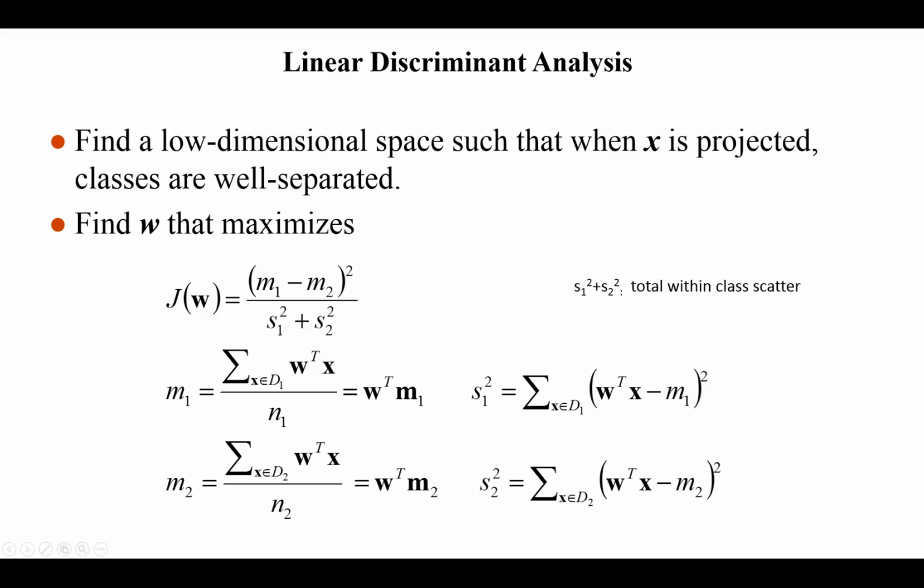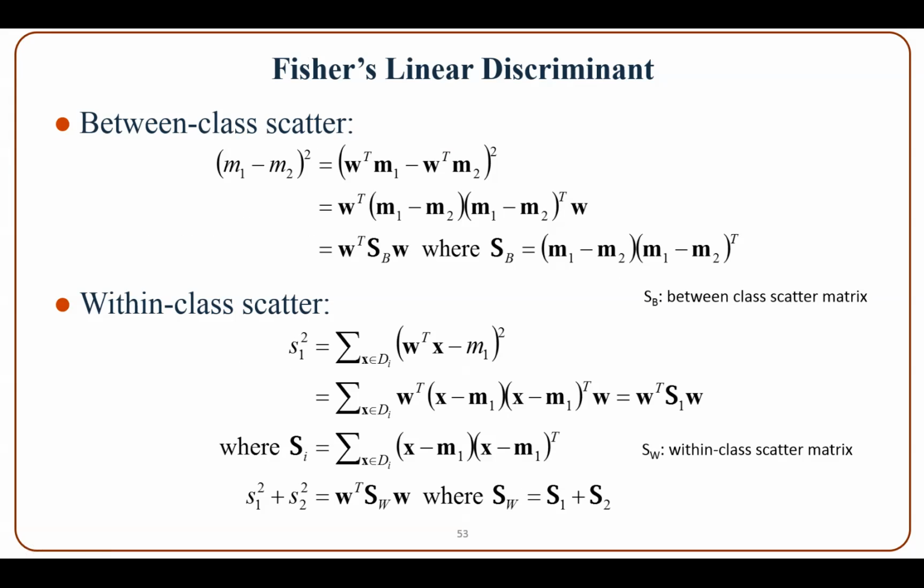m1 and m2 are the means of the projected points in class 1 and class 2 respectively. S1 squared and S2 squared are the within class scatters of projected points for class 1 and class 2 respectively. S1 squared plus S2 squared is the total within class scatter. And M1 and M2 are the mean vectors of the points in class 1 and class 2.